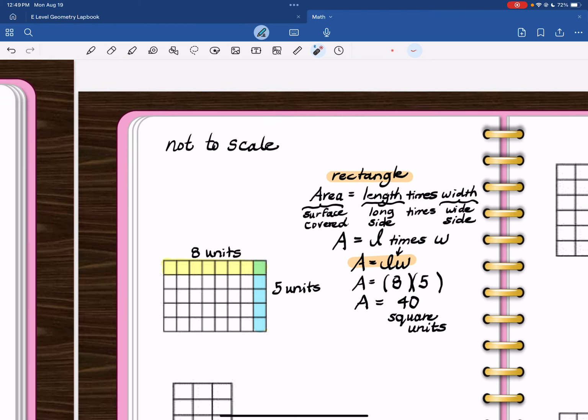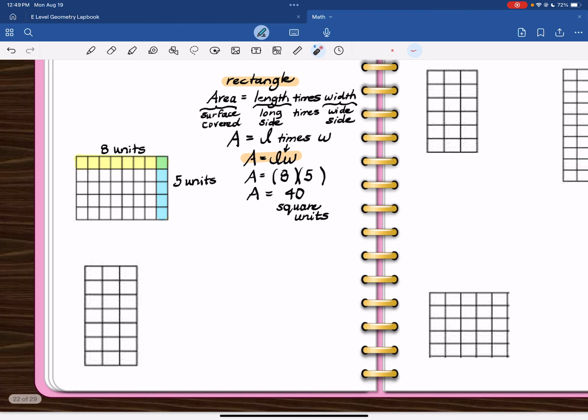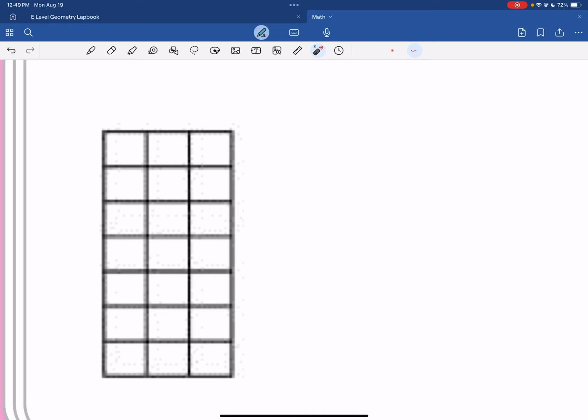All right, let's look at another one. Let's do this tall one here. So you have a shape in your packet. You can flip this over and do this on the back side if you want. Now, we know this is a rectangle. That's important, because if it is not a rectangle, this formula will not work. So we have a different formula for each shape, but this is a rectangle.